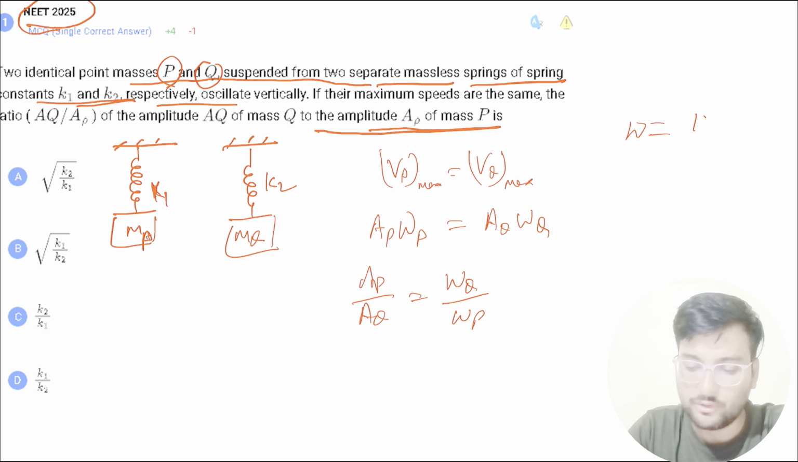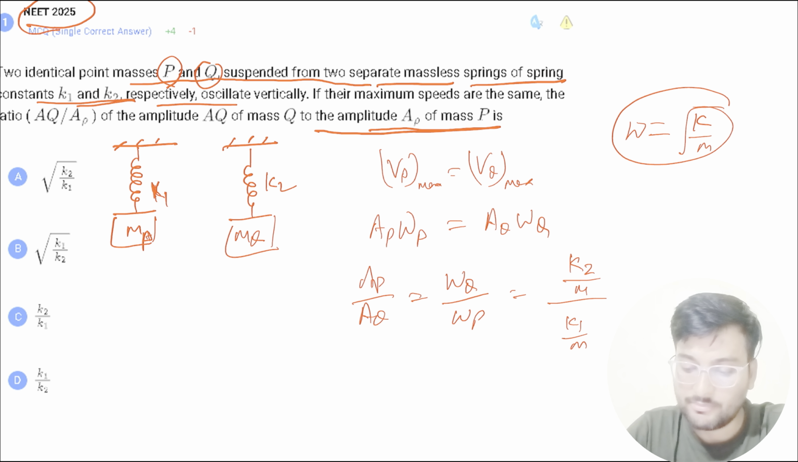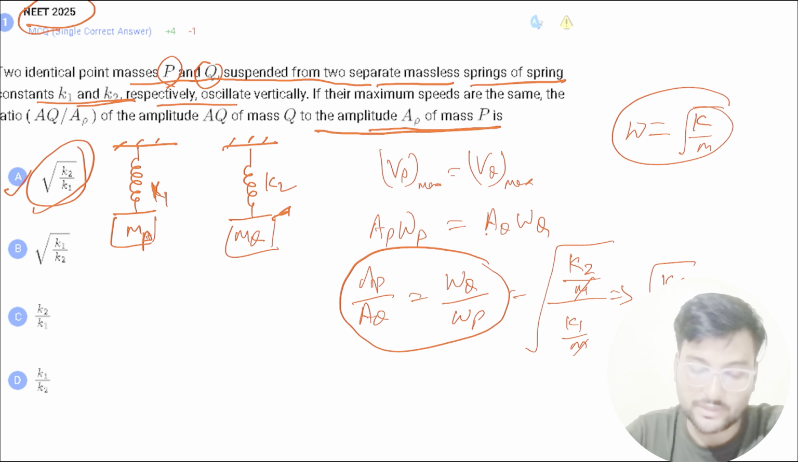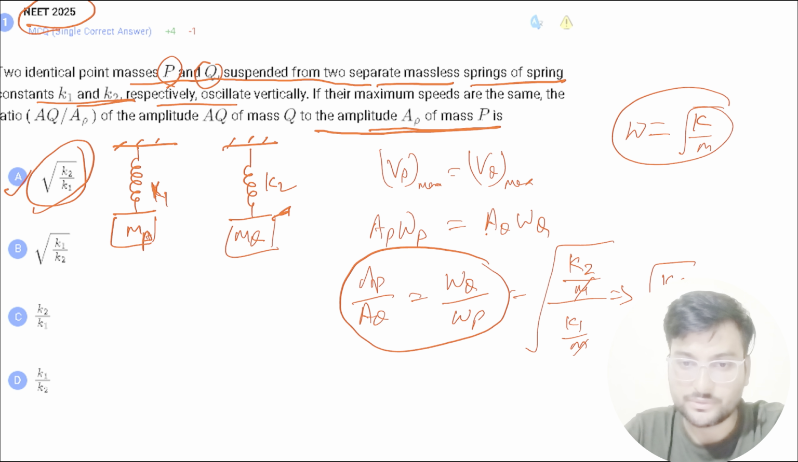Now we already know that omega is equal to root under K by M. So we can say that it is root of K2 by M divided by K1 by M. So M cancels out, and now we can say that it is root of K2 by K1. I think this is the correct answer, because omega 2 becomes related to this, so we can say that option number 1 is correct according to the given question.